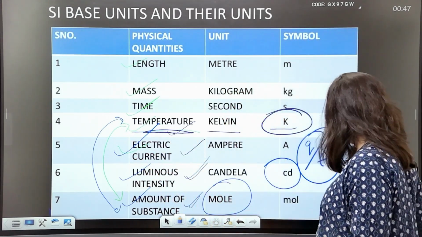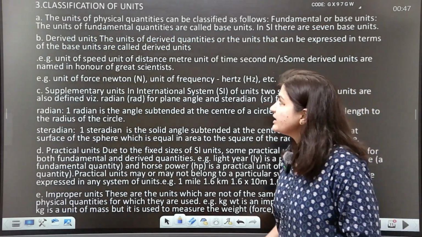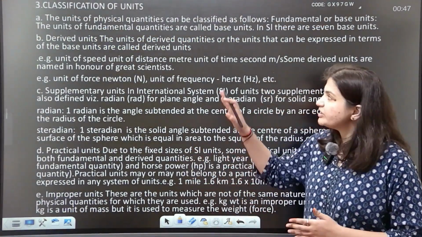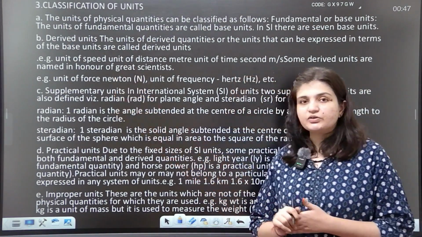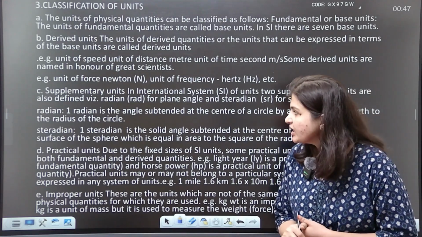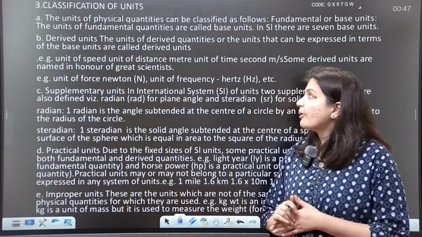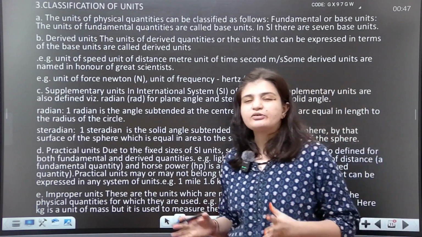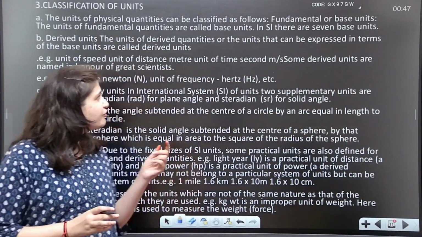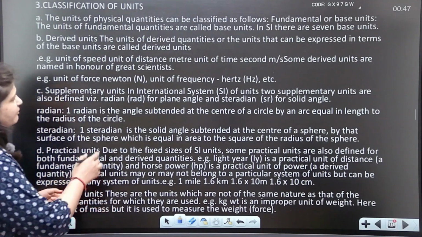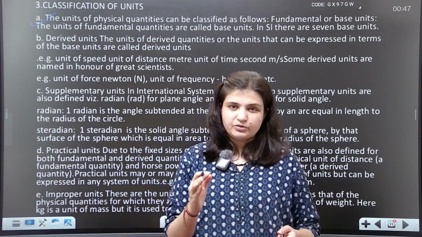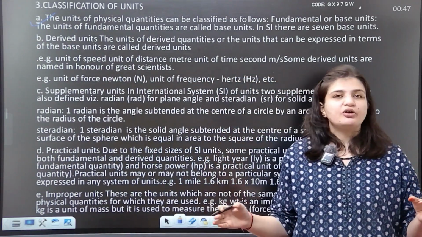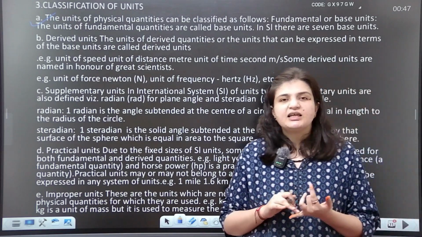Now students, let's go further. In the classification of units, we have derived units, base units, fundamental units, supplementary units, practical units and improper units. We will talk about each type. First of all, there are 7 base units, which are the fundamental units that are not dependent on anything. Like we have mass, length and time.